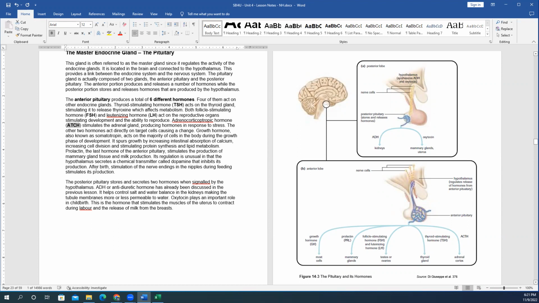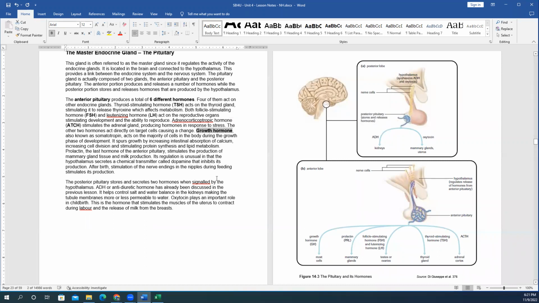There are 2 other hormones that act directly on target cells, causing change. One is known as the growth hormone. Another name for the growth hormone is somatotropin. We've shown it over here in this diagram, and I'll highlight that. Growth hormone.